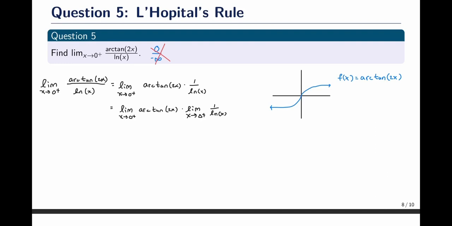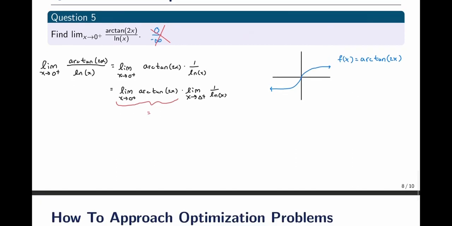Let's take a look at this first limit. As I send x to 0, what happens to arctan? Well, arctan is a continuous function at 0, and so I can just use the substitution rule. This is going to be equal to 0. Now what happens to 1 over ln of x as I send x to 0? Well, I notice that the denominator is going to go towards negative infinity. So as the denominator goes towards negative infinity, this entire quantity is going to go towards 0. So I'm left with this limit also being equal to 0.